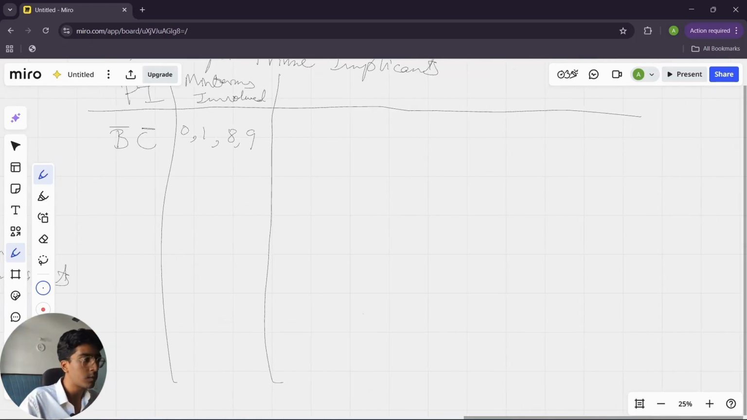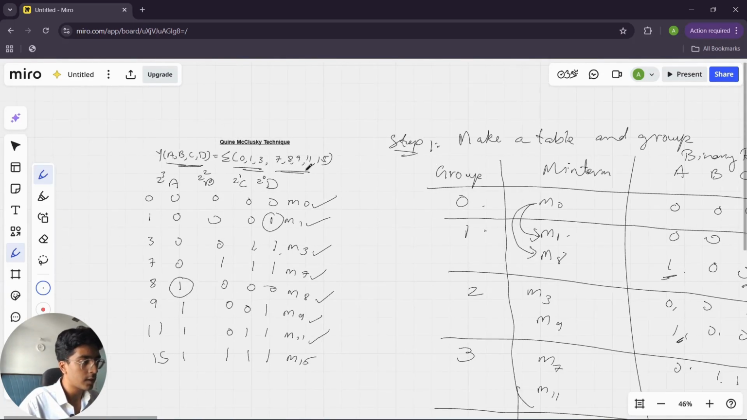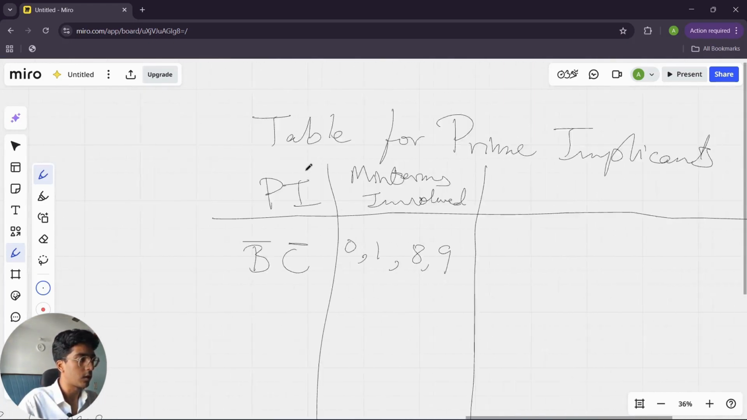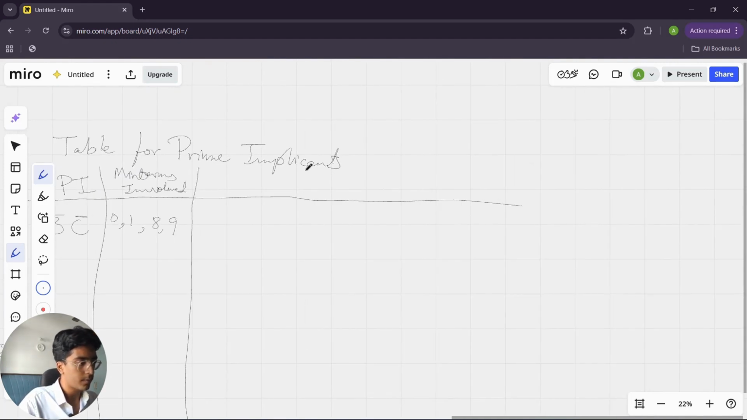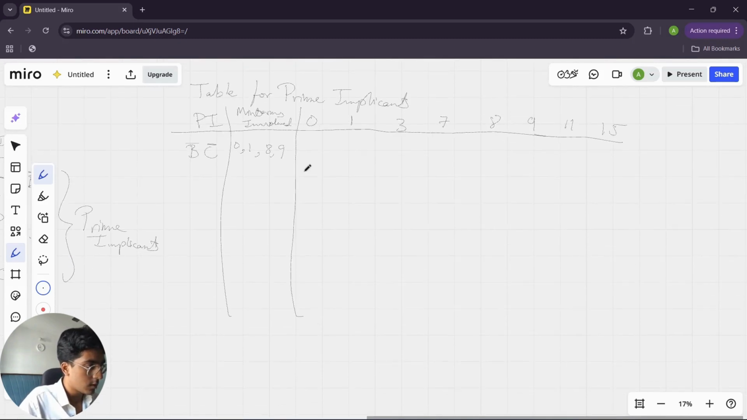And you might remember from the question over here, we have 0, 1, 3, 7, 8, 9, 11, 15. We'll just write it down over here once again. It is 0, 1, 3, 7, 8, 9, 11 and 15. We'll have to turn this into a table as well. Each of them should be a column.